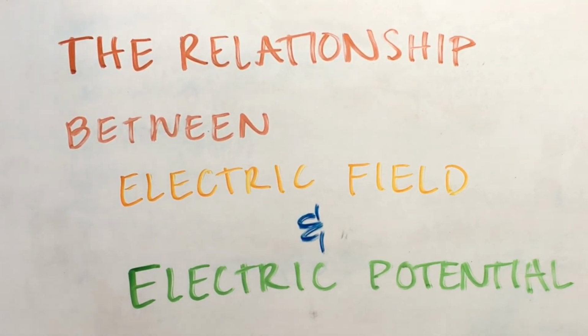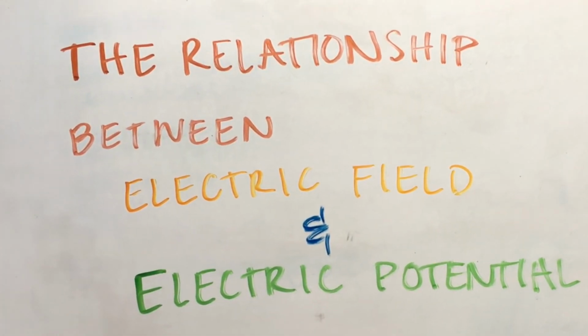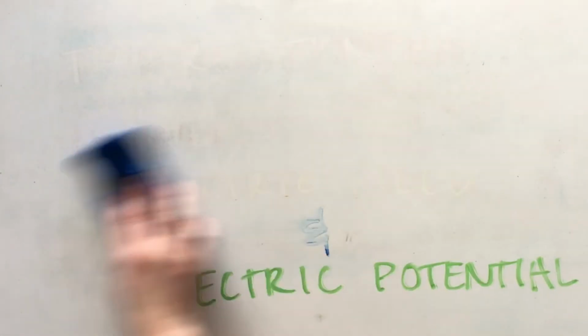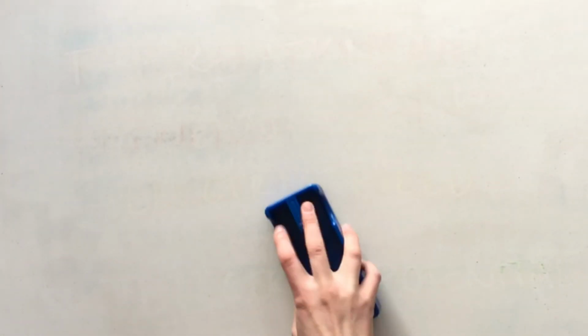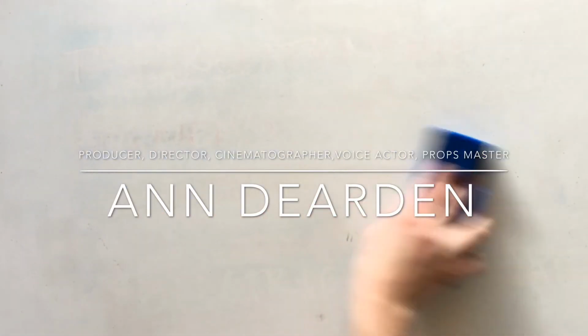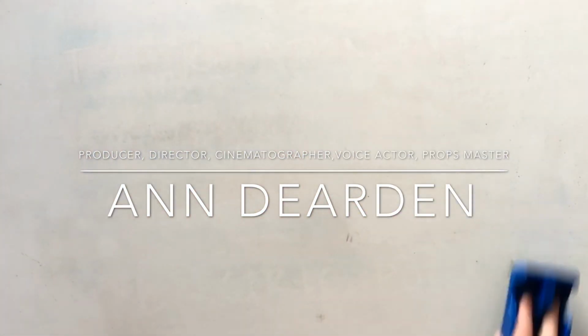I hope this video was helpful in understanding the relationship between electric field and electric potential. More information on the subject can be found in the College Physics textbook, Chapter 19.2, Electric Potential in a Uniform Electric Field.